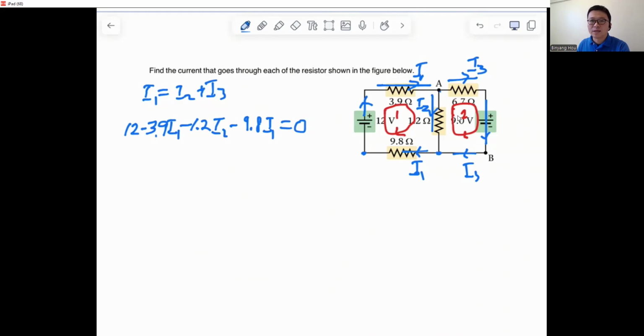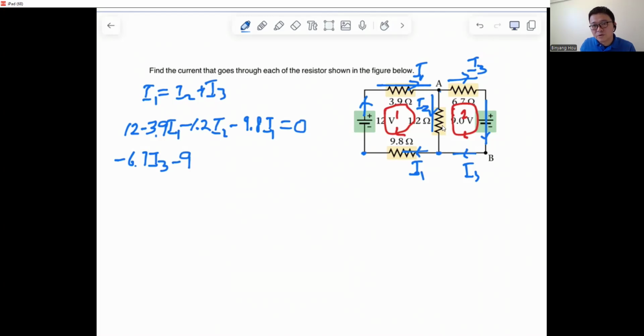Your loop two, we'll start at, let's say, point A and then go through this resistor, through this guy, and then through this 1.2 ohm goes back to A. So loop's direction, current direction the same. So it's starting with minus 6.7 I3. And then on the battery here, you are actually going from positive terminal to the negative terminal, so it'll be minus 9, and then I3 here again.